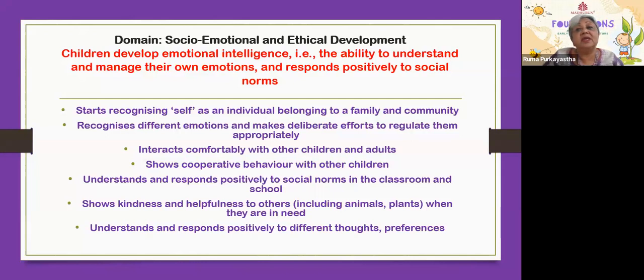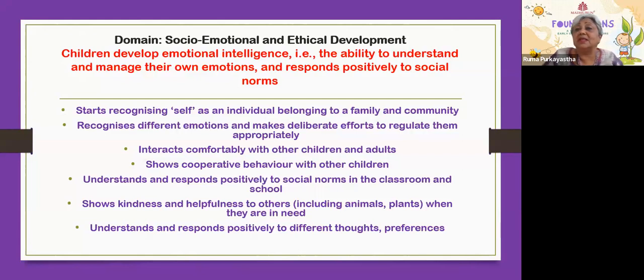And here, very clearly, the NEP says kindness and compassion to all living beings, which means humans, plants, animals. You see the kind of animal cruelty we have. So including animals and plants, they have to learn to show kindness and helpfulness to others and understand and respond positively to different thoughts and preferences.